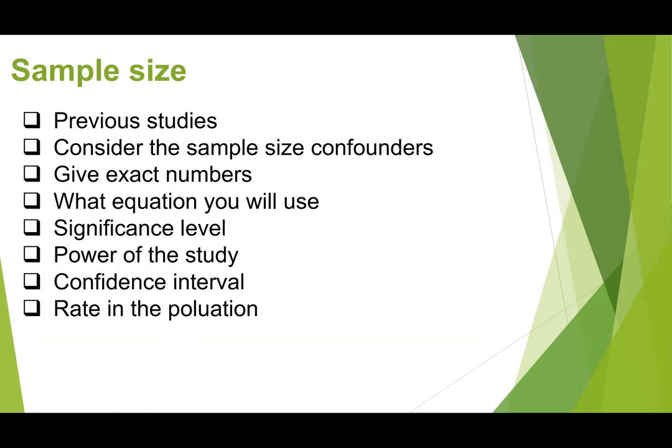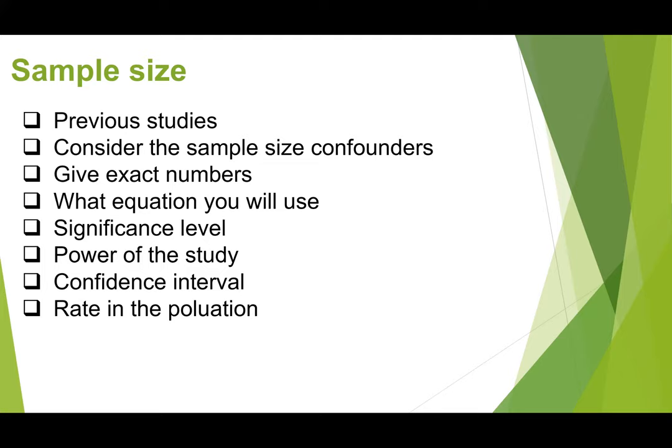Because remember, we said population, targeted population, and then sample size. So the targeted population is the incidence or the rate or the prevalence of that characteristic in the population that you want to study. So you need to mention all that, all the variables, and of course, your standard deviation too.